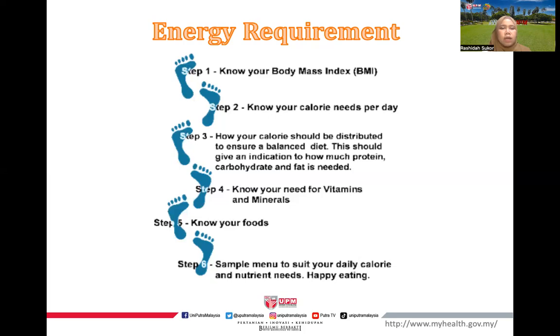Unnecessary burden. Okay, and then number 5 is you have to know your food, right? We have to know our food. When we want to buy something, we know that it is high sugar, high fiber, high fat, high carbohydrate. We already know, right? But it's so difficult to control ourselves, right? Self-control is the most difficult thing to do. Okay, number 6, sample menu to suit your daily calorie and nutrient needs. Happy eating. When we eat, we tend to be happy. Like the Malay pantun says, rendang gendut, tali kecapi, kenyang perut, suka hati. Okay.